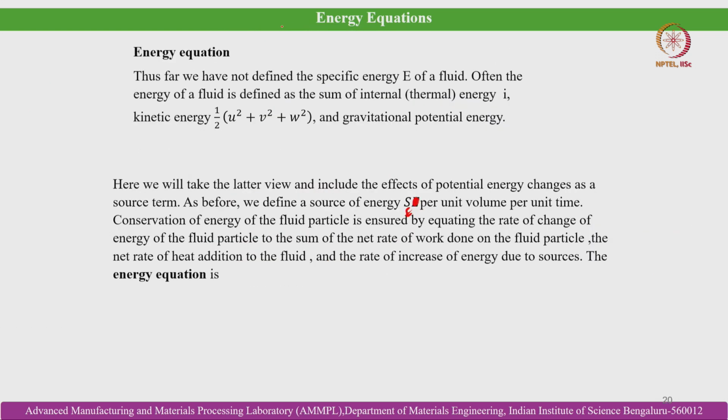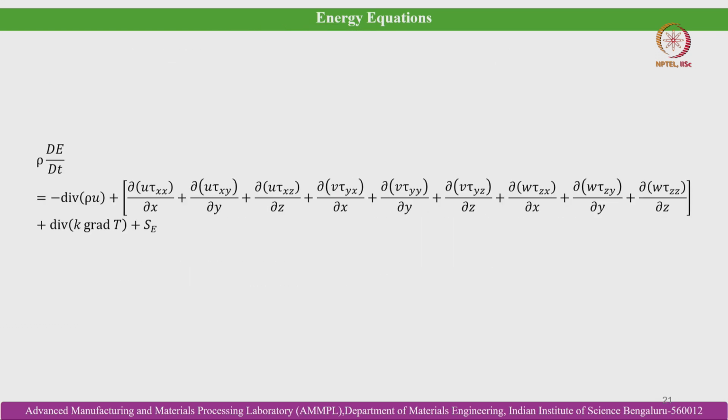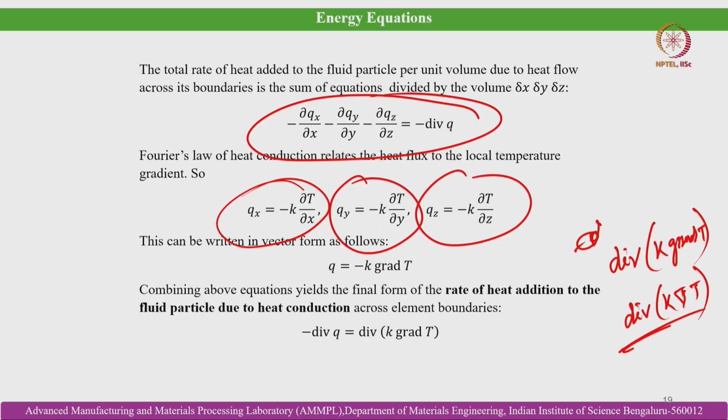So, then for the energy equation we have minus divergence of (rho u) plus ∂(u τxx)/∂x plus ∂(u τxy)/∂y plus ∂(u τxz)/∂z, plus ∂(v τyx)/∂x plus ∂(v τyy)/∂y plus ∂(v τyz)/∂z, plus ∂(w τzx)/∂x plus ∂(w τzy)/∂y plus ∂(w τzz)/∂z, plus the total rate of heat input to the fluid particle, which we have already derived as divergence of k grad T.